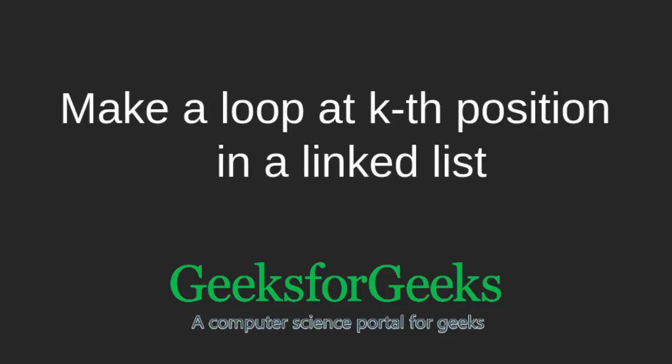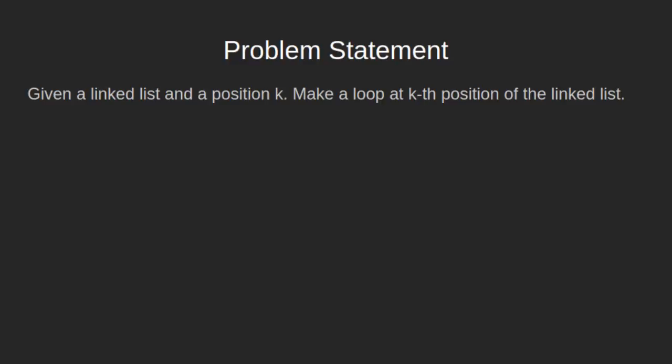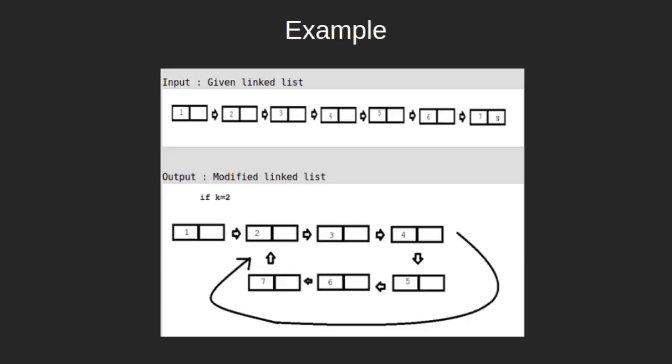In this video, we will learn how to make a loop at kth position in a linked list. The problem statement says we are given a linked list and a position k. We have to write a function to make a loop at the kth position of the linked list. Let's see an example to understand the problem.